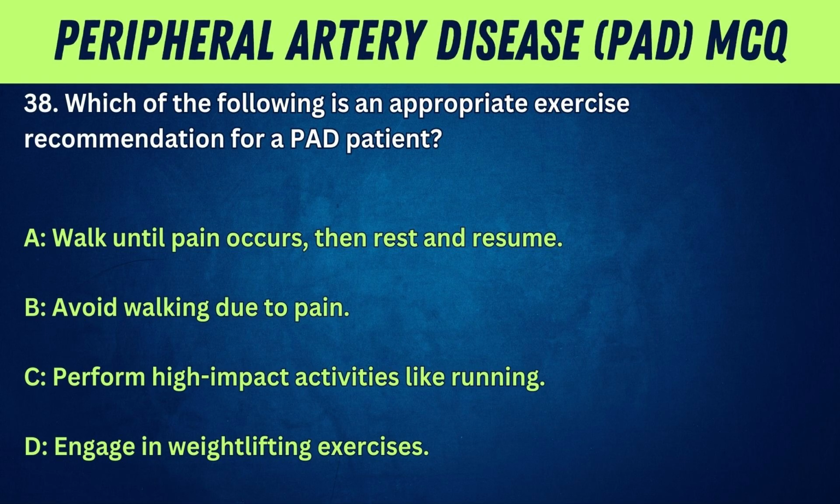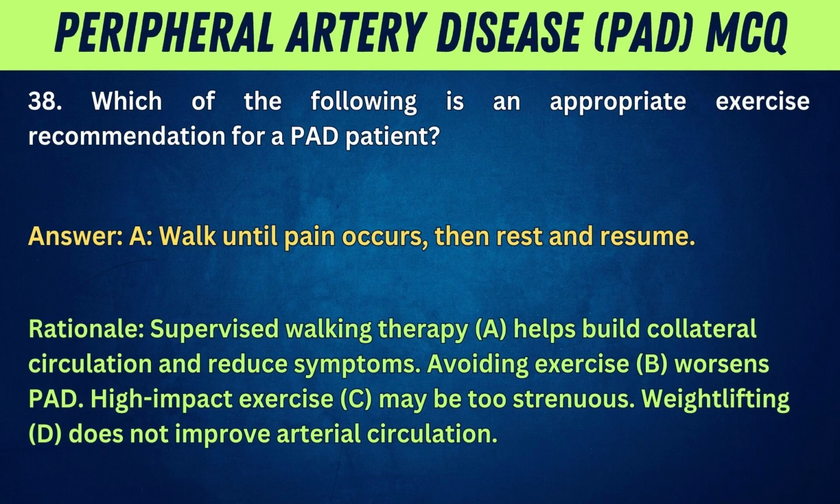38. Which of the following is an appropriate exercise recommendation for a PAD patient? A. Walk until pain occurs, then rest and resume. B. Avoid walking due to pain. C. Perform high-impact activities like running. D. Engage in weightlifting exercises. Answer: A. Walk until pain occurs, then rest and resume. Rationale: supervised walking therapy, A, helps build collateral circulation and reduce symptoms. Avoiding exercise, B, worsens PAD. High-impact exercise, C, may be too strenuous. Weightlifting, D, does not improve arterial circulation.